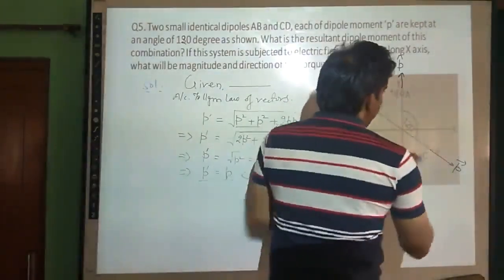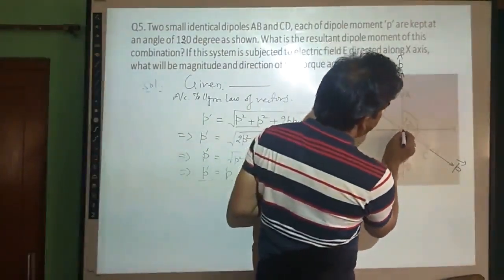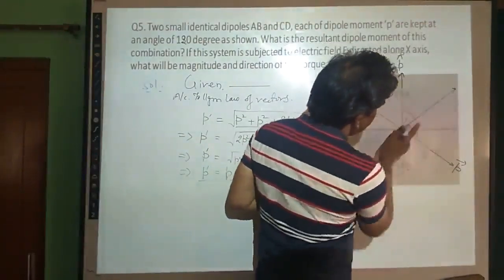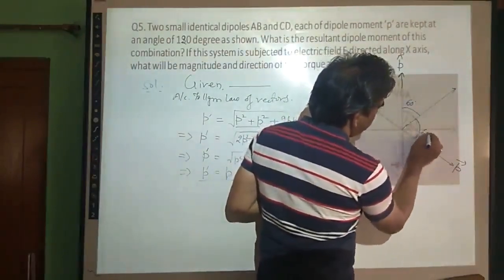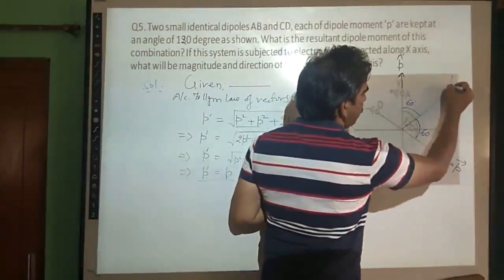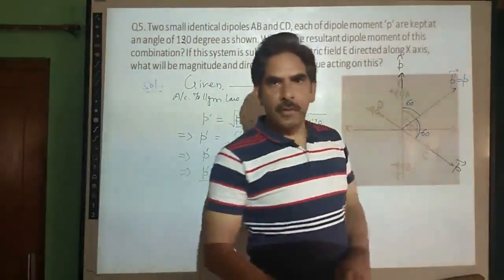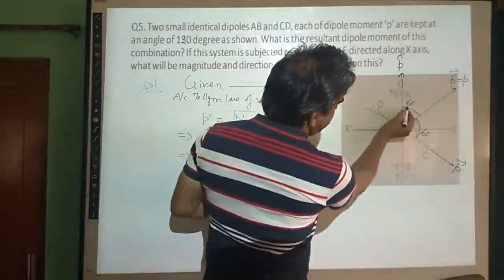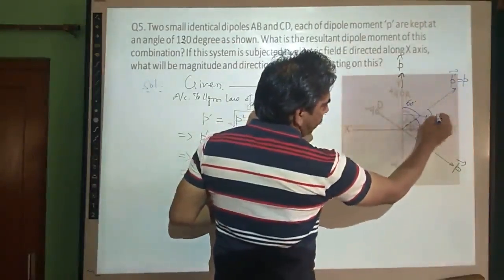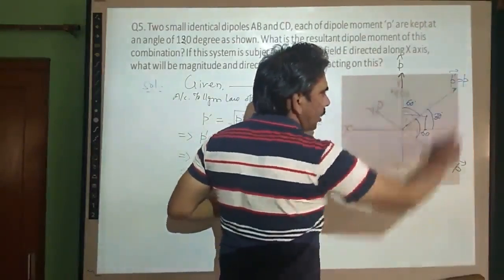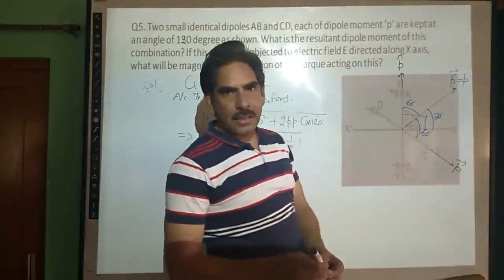Because both dipole moments are identical, the resultant dipole will have some direction just like this. So this will be 60 degree, and this will also be 60 degree. It will lie symmetrically to both. So P dash is P here again. From this diagram, if this is 60 and this one is 90, that means the angle which is left is 30 degree. So this resultant dipole has an angle of 30 degree with the x-axis.